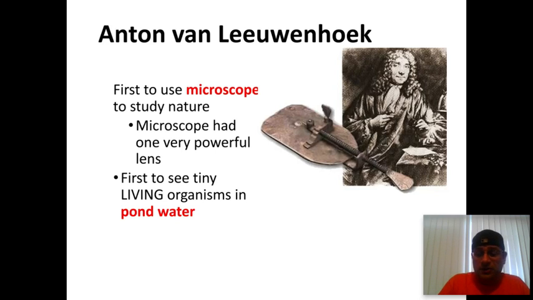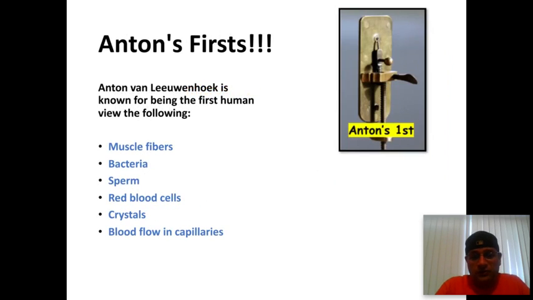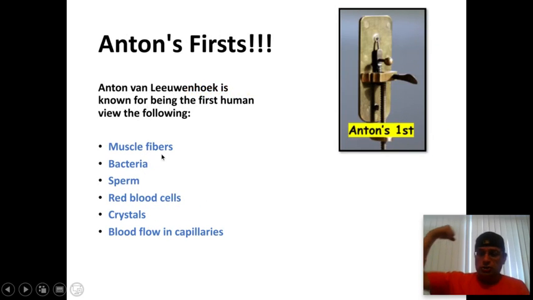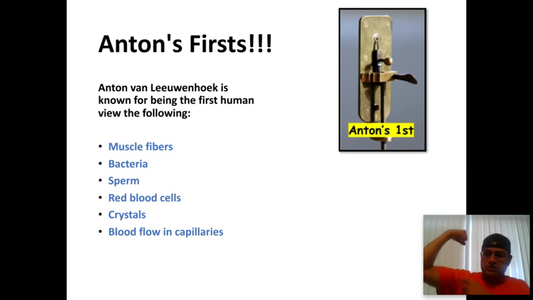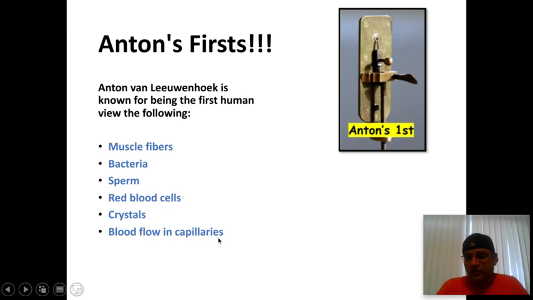And these are a couple of his other firsts. He was the first one to look at muscle fibers. So, let me see your guns. Let me see these. He was the first one to look at that under a microscope. Bacteria, sperm, red blood cells that run throughout our body, crystals, things that look real pretty. And he was the first one to see blood flow in capillaries, the very small vessels in your arms and all over your body where the blood goes to and from the heart. He was the first one to see all that stuff in action using one of these very rudimentary microscopes.